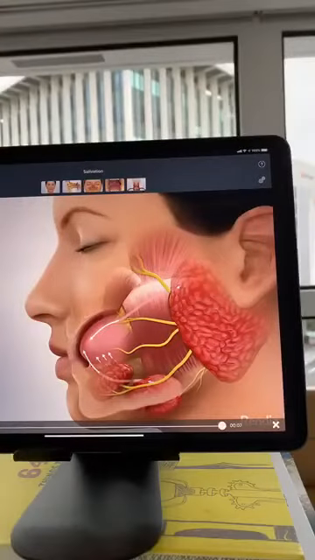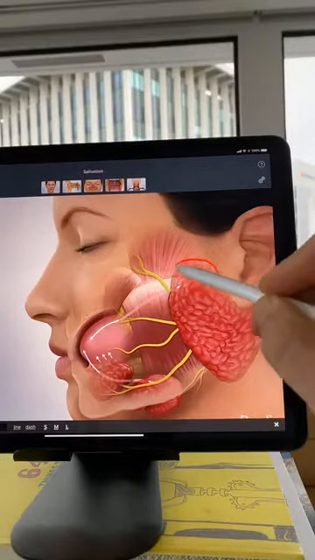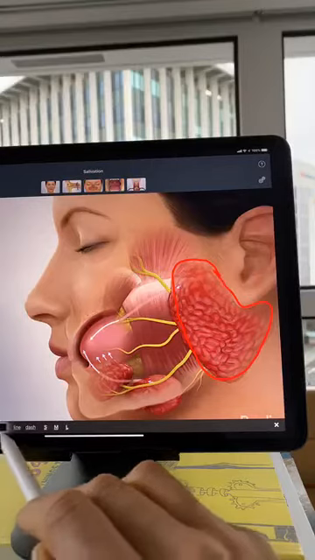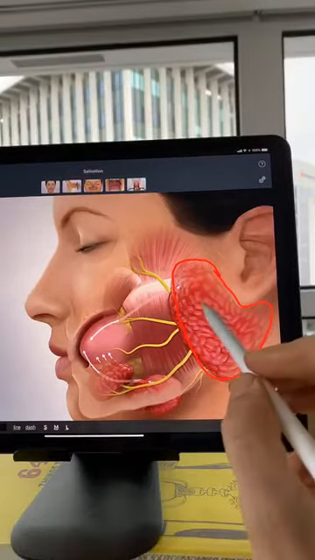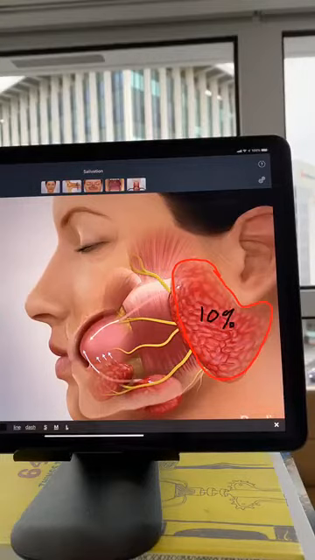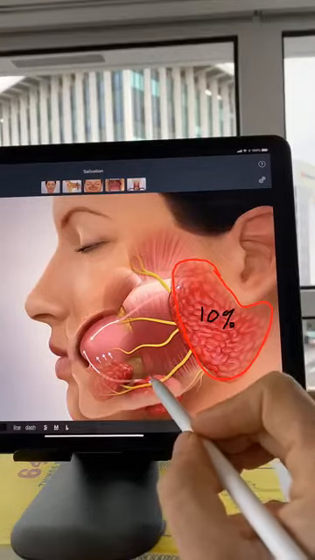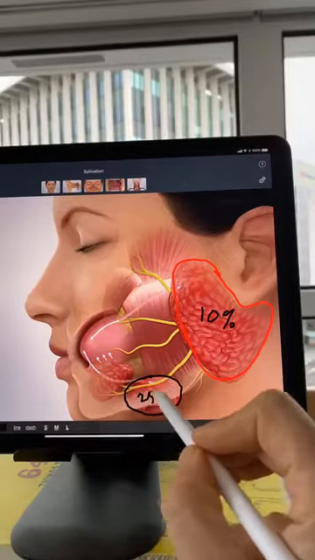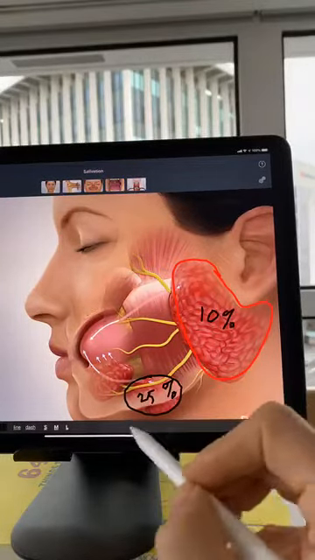Let me just turn this around and talk about the parotid gland itself, salivary glands, right? So, if you look here, this is the parotid gland. Parotid gland produces 10% of the saliva that we make in our mouth, right? This is the submandibular gland, which is a smaller gland. This one produces 25% of the saliva we make.